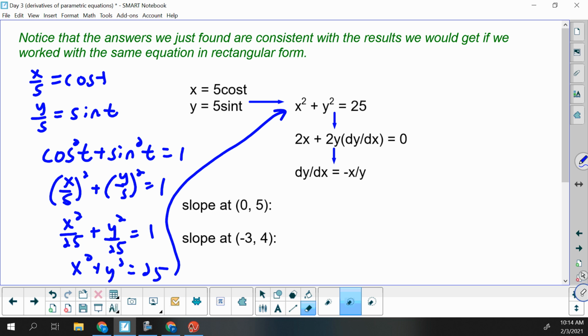Well, now you do your derivative implicitly. So we have 2x plus 2y times dy over dx. Subtract the 2x over and divide by 2y, and we'll end up with dy over dx is negative x over y. Well, the slope at (0, 5) now is just 0 over 5, which is 0. That's consistent with what we got before. And our slope at (-3, 4) will be minus a negative 3 over 4, which is just 3/4. So those are both consistent with what we got when we did it as a parametric derivative.